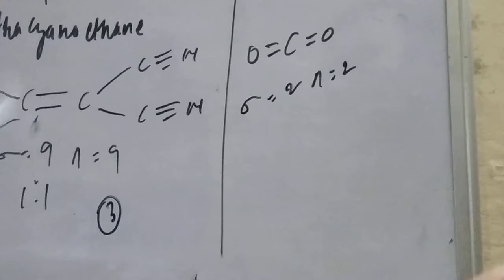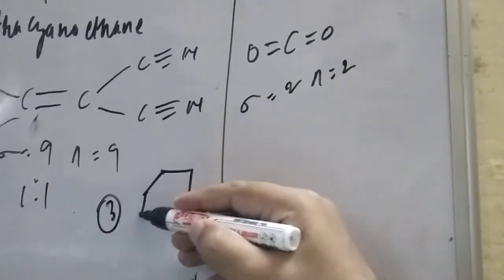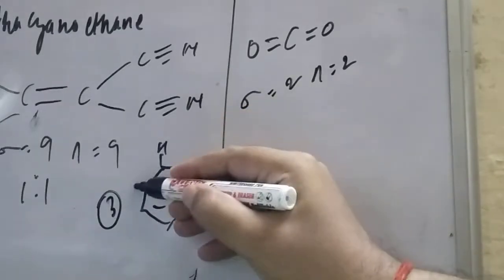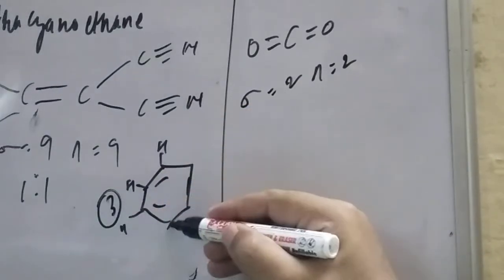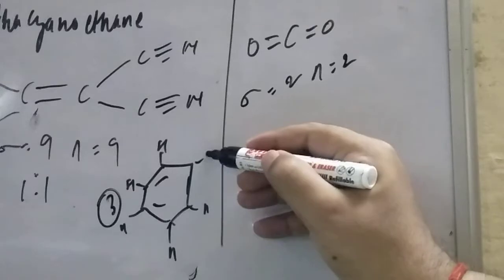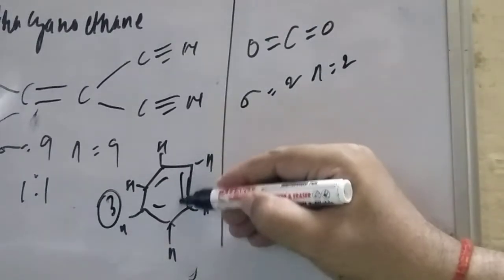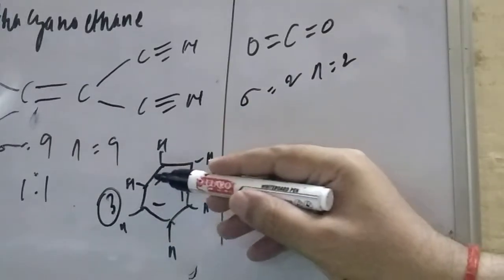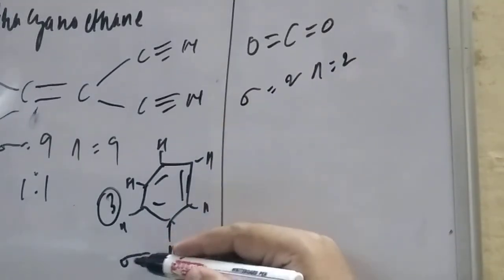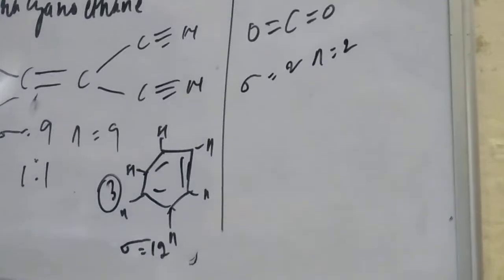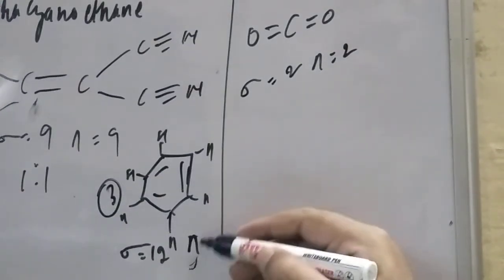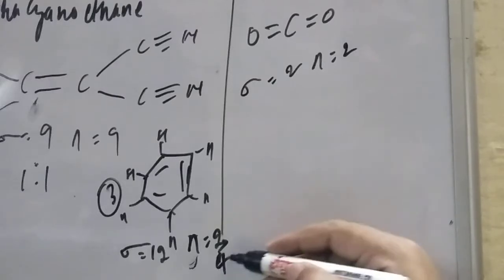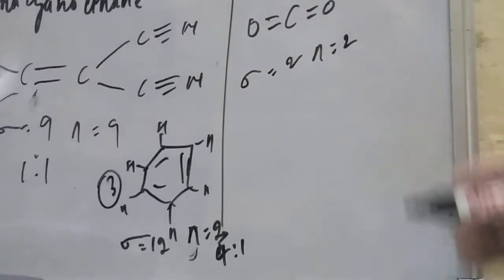They have given benzene. If you talk about benzene, student, what you will find is double bonds and a hydrogen at every position. So how many bonds are there, student? That is 6 hydrogens and 6 carbons in the ring. So sigma bond is equal to how many, student? 12. Pi is equal to how much, student? That is 3. So the ratio is 4:1.